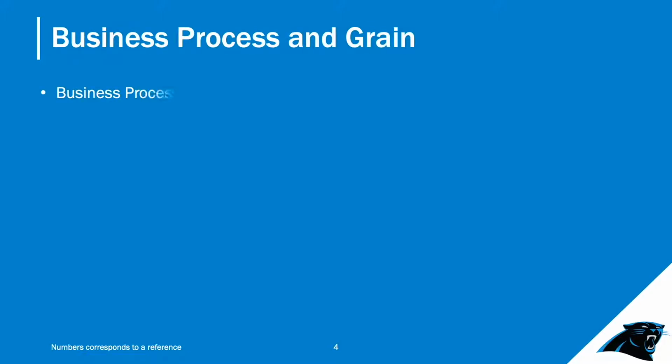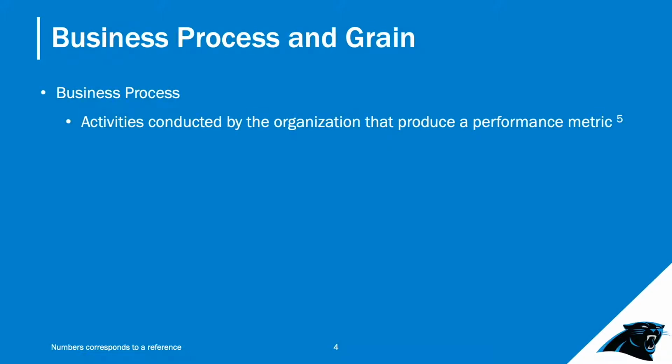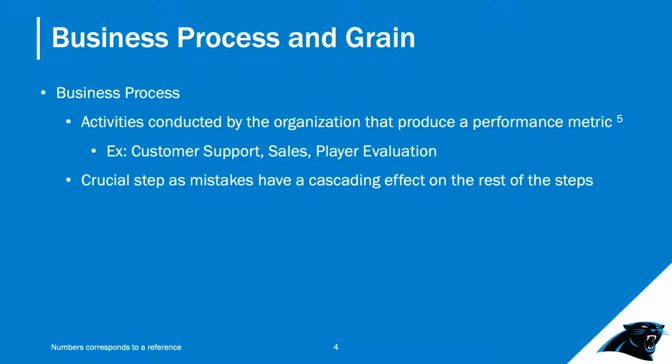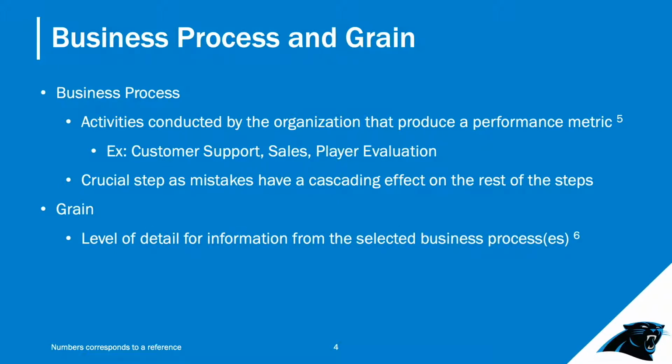Business processes are activities conducted by the organization that produce or show a performance metric. This could be customer support or sales for business operations, or player evaluation or plays for football research. Selecting the business process or processes to build around are crucial, as mistakes made in this step can cause cascading damage throughout the process. The grain is the level of detail for information identified from the selected business processes.